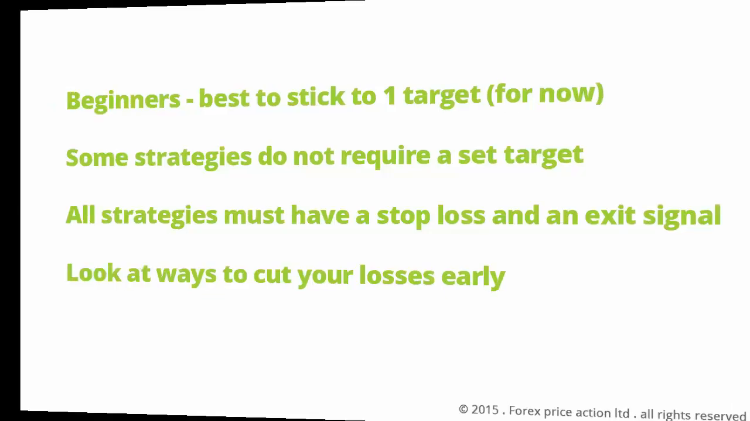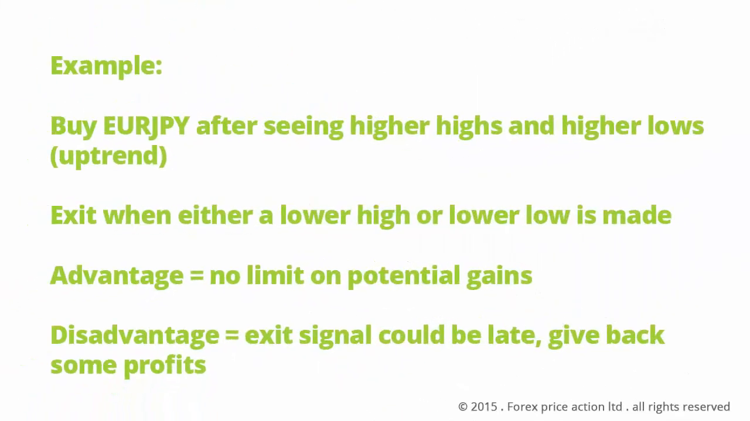For example, I look at the Euro Japanese yen and see a pattern of higher highs and higher lows. My analysis says that this is an uptrend, and I found an opportunity to go long. In my trading plan, I don't necessarily have to have a particular target profit level, but I must have an exit plan. From price action, I know that a lower high or lower low could signal the end of an uptrend. Therefore, my exit signal will be when I see either one of the two.